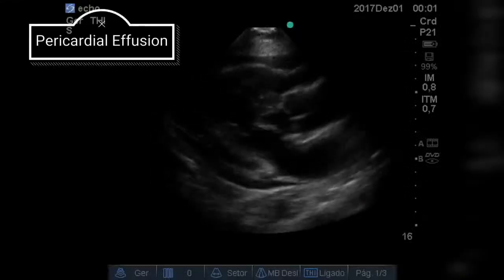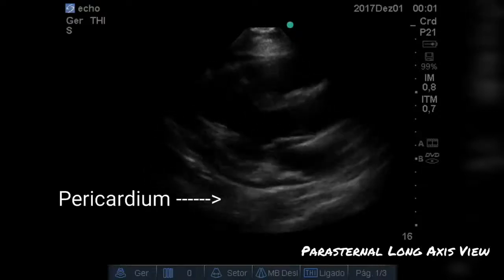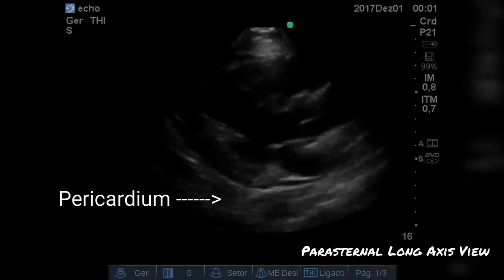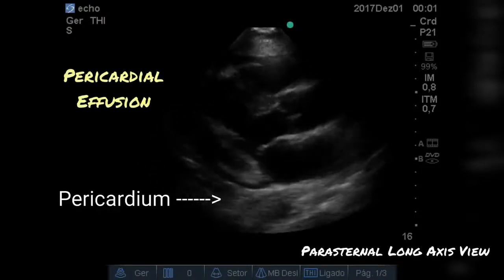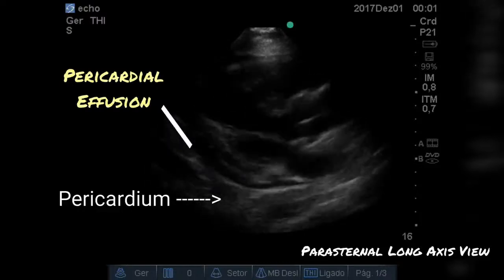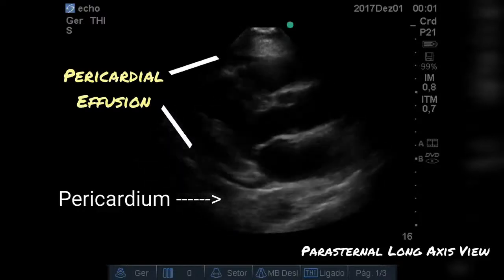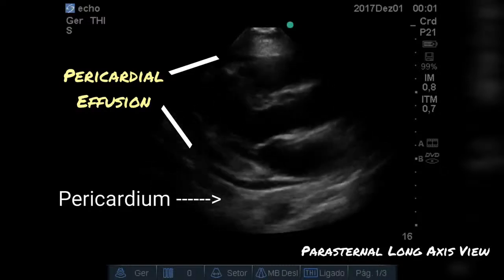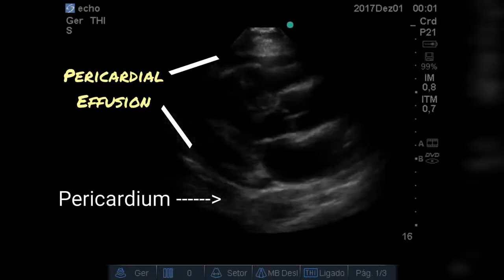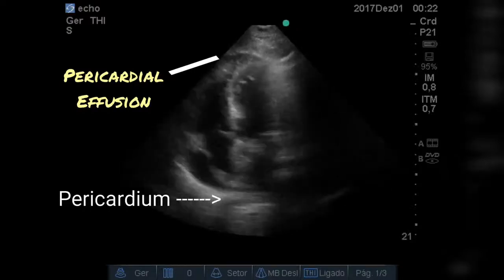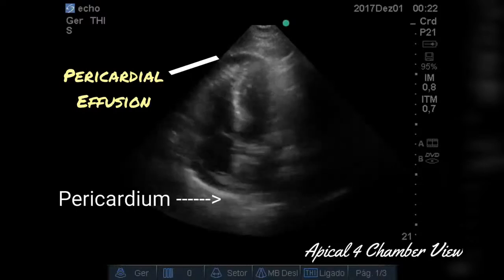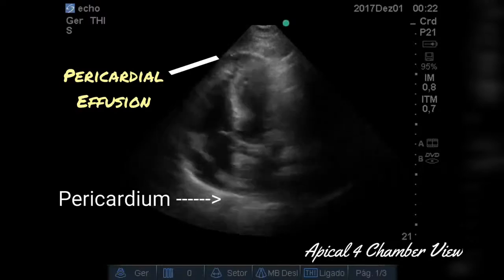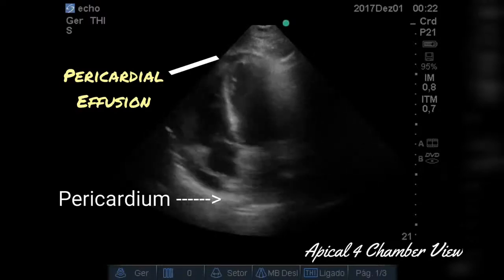We have a parasternal long axis view. First of all, we have to recognize the bright hyperechoic line, that is the pericardium. And within the pericardium, we can appreciate a hypoechoic area, that is pericardial effusion. Now the same thing we can also see in the apical four-chamber view. Here also the bright hyperechoic line is the pericardium, and within the pericardium there is a hypoechoic zone, that is pericardial effusion.